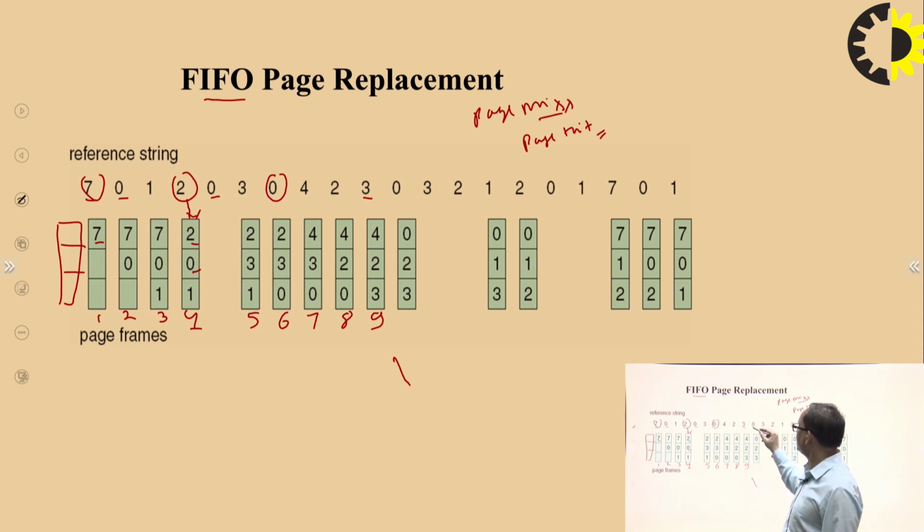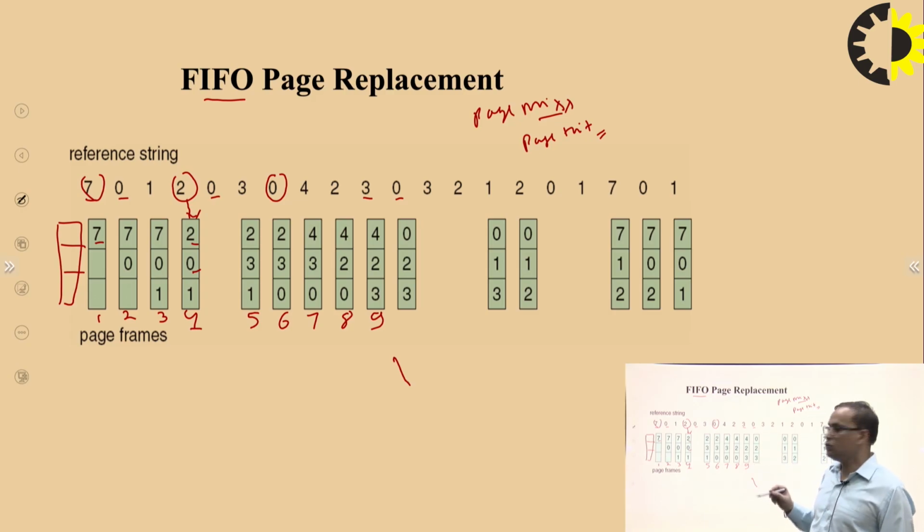After this, page number 0 is referred. Again 0 is not available in main memory. So among these 3 pages, which was loaded first? 4. So 4 will be selected for replacement, and the value of page fault increased by 1. Next page referred is 3. Since 3 is available in main memory, there will be no page fault, so the value of page fault will not be increased by 1.